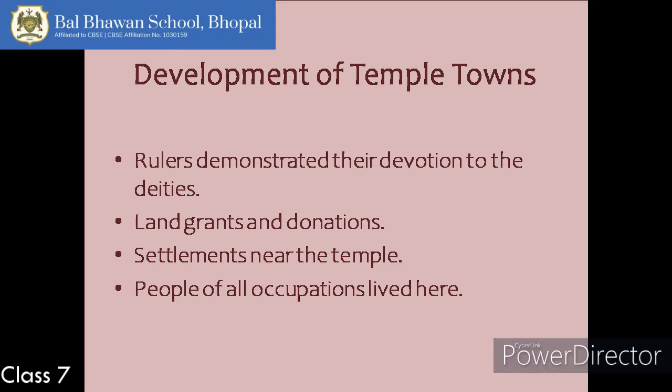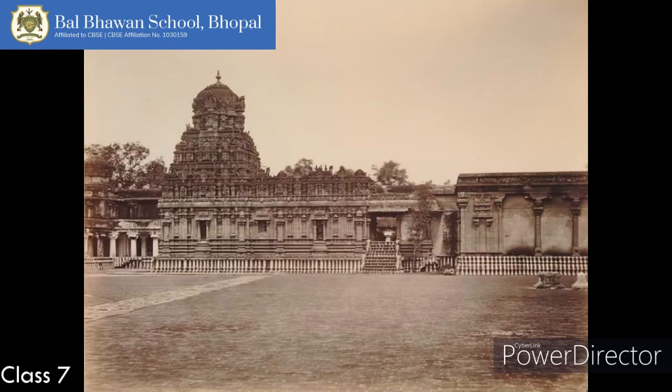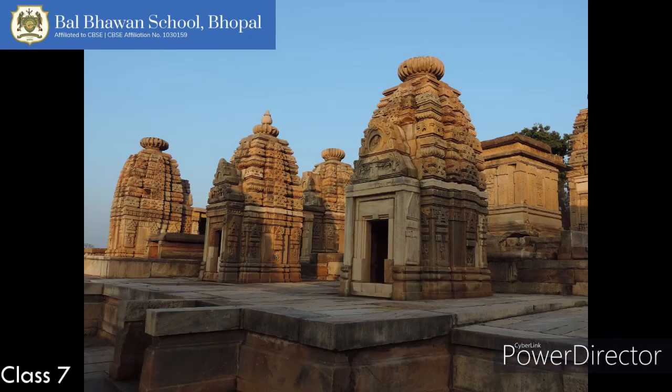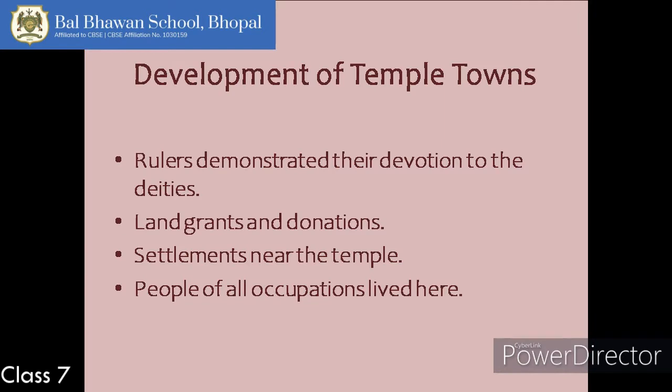The development of the temple towns. We have seen how elaborate and huge these temples were built by the rulers. But why were the temples built on such a large scale? The rulers built temples to demonstrate their devotion to the various deities that they followed, which also contributes to the reason for the growth of the temple towns. Additionally, they also endowed the temples with grants of lands and money for rituals.